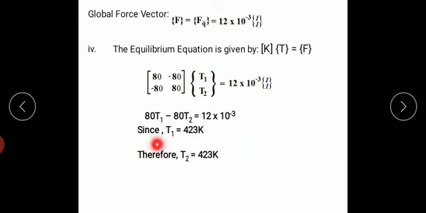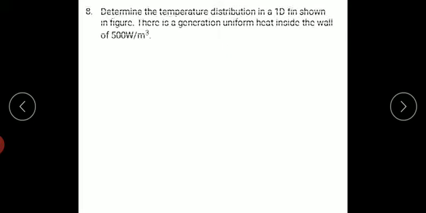So why am I getting both T1 and T2 the same? The reason is that no heat transfer takes place. Whatever heat enters remains within the fin. So there is no heat transfer, either heat loss or heat gain. The temperature remains constant, it is 423 Kelvin. Okay, fine. So next we shall move on to the next problem.